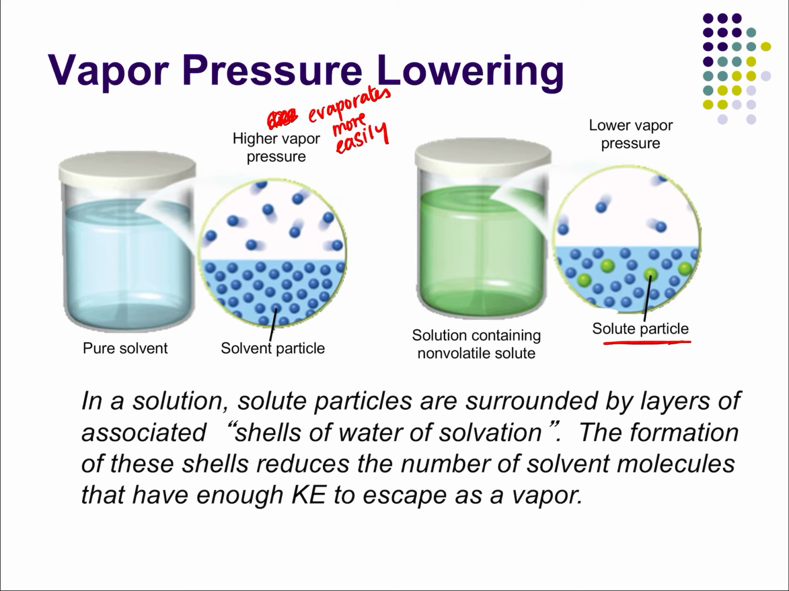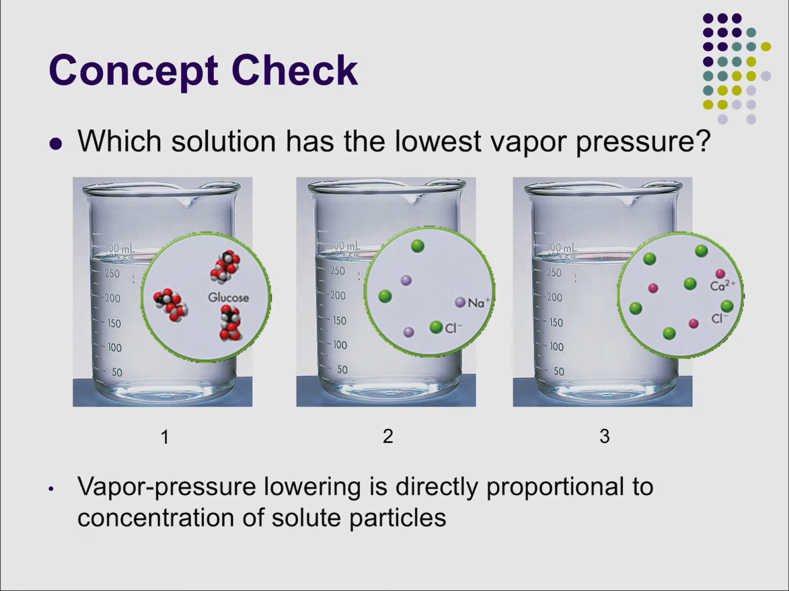So in a solution, here are solute particles, right? They're surrounded by layers of associated shells of water of solvation. There are all these slightly positive and slightly negative sides of the water. The formation of these shells, meaning they're surrounding it, forming a shell around it, reduces the number of solvent molecules that have enough kinetic energy to escape as vapor.